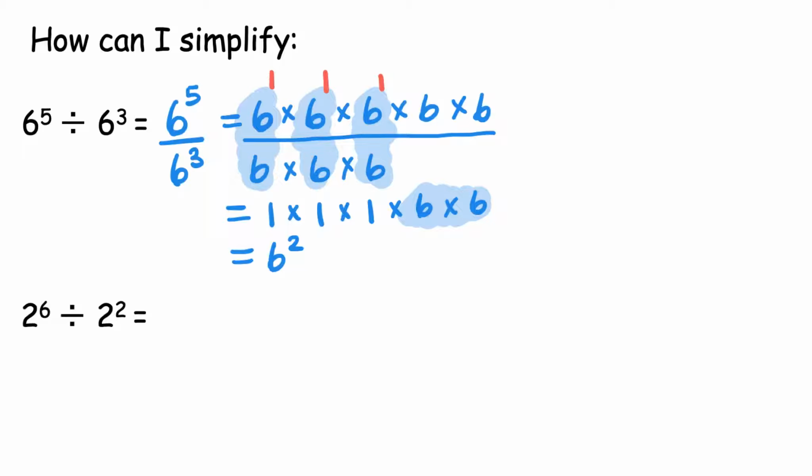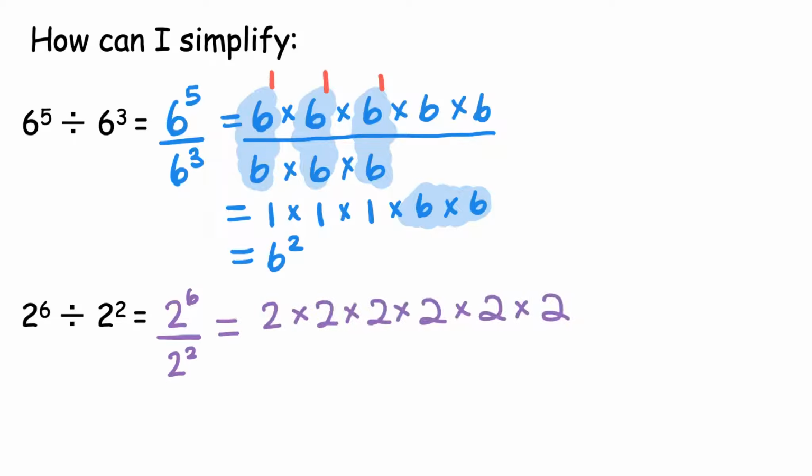We've got 2 to the power of 6 divided by 2 to the power of 2. So again, we have a fraction, 2 to the power of 6 over 2 to the power of 2. And then which is equal to, we can expand out the top, so we've got 6 2's. And then expand at the bottom, so we have 2 2's. And then we see the same thing. We have 2 over 2, which is 1, another 2 over 2, which is 1. So what we are really left with here is 4 of these 2's, so that's just 2 to the power of 4.